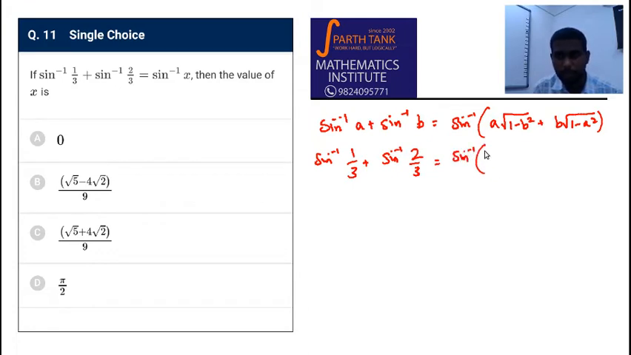A into square root of 1 minus B square. So 1 by 3 times square root of 1 minus 4 by 9, right?